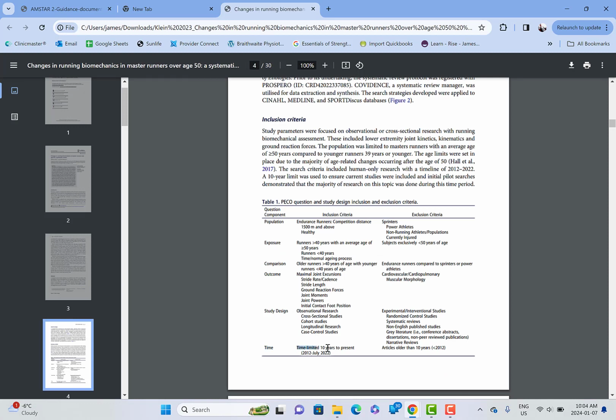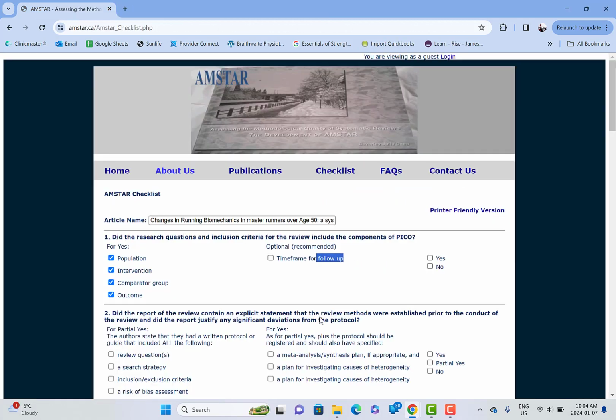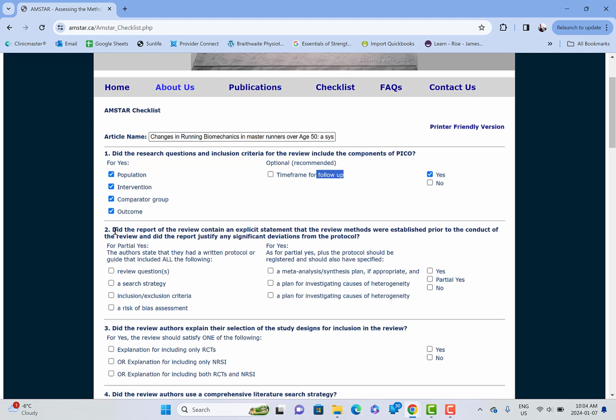But Klein and Patterson defined their T differently. They used T to refer to a restriction of publication years for studies that they included in their literature search. That's not the typical use of the T in the PICO framework that I'm familiar with. It was enough for me to notice. It wasn't enough for me to change my answer to no on this AMSTAR question, but something of note.